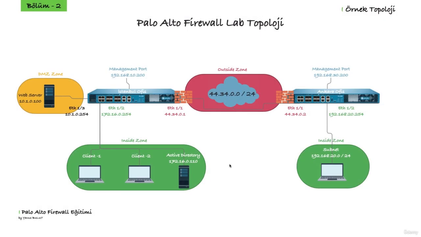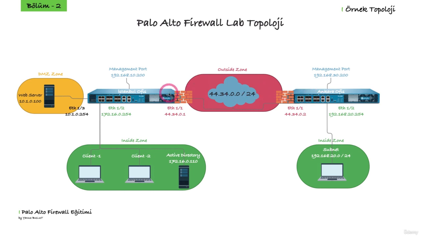In this lesson, I will tell you about the lab topology that we will set up. First of all, let's understand what we are going to do. After that, we start the installation. We have an Istanbul office on the left side of our topology, and our Ankara office on the right. We will not do much work in the Ankara office.